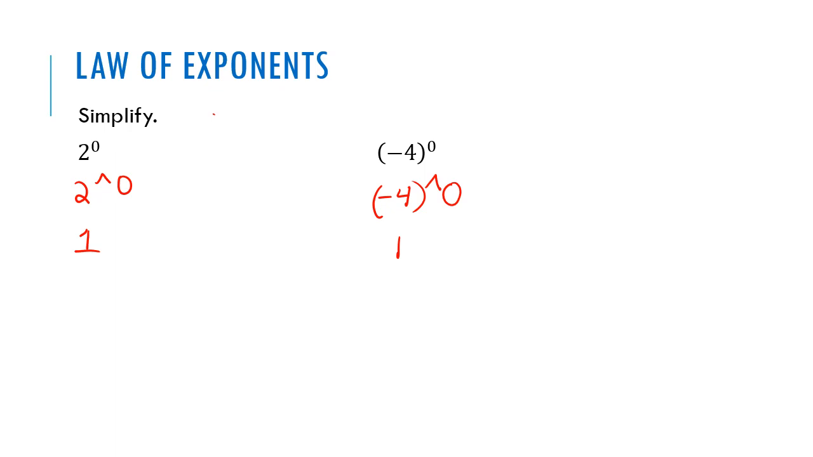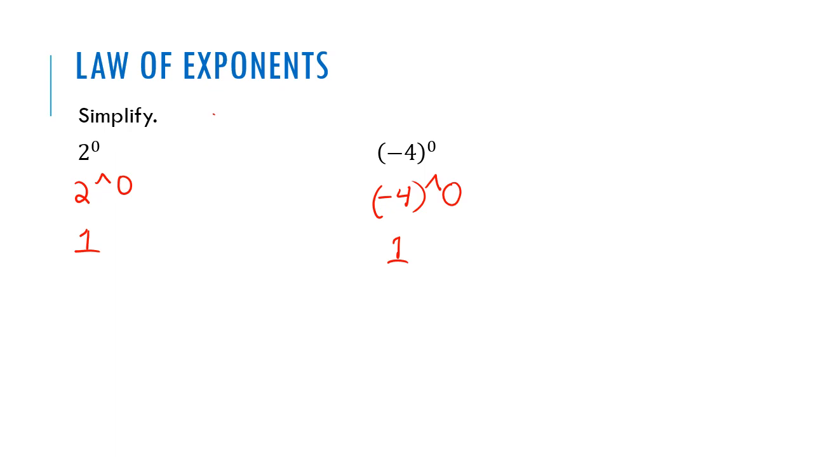So the question really becomes, why in the world does this even happen? How can this number turn into a 1? Well, it has to do with a pattern that is occurring with values. And let me show you why it happens. So let's say I have 2 to the negative 2.